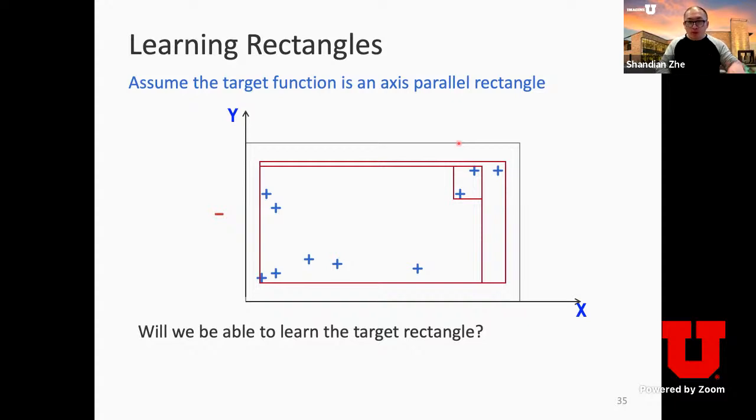So going back to the point we just discussed, in theory we want to guarantee that first, by adding more and more training examples, our learned hypothesis, namely this sequence of rectangles, will converge to the target rectangle. A second problem is what is the sample complexity, to achieve a particular gap between the learned hypothesis and the target function? How many training examples at least do we need? That's about sample complexity.